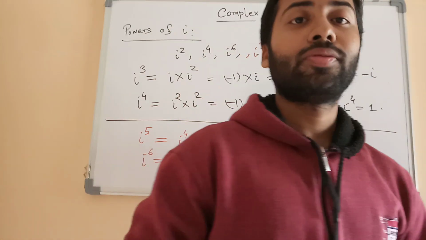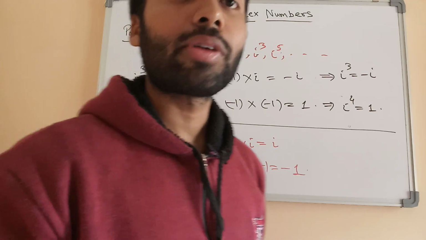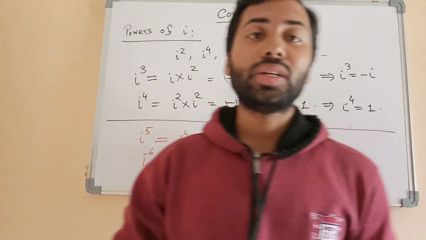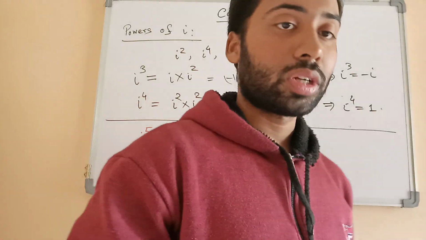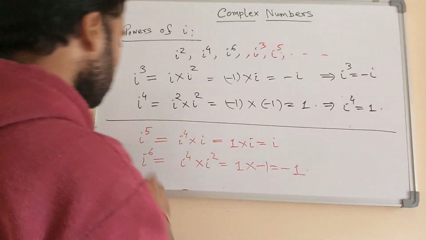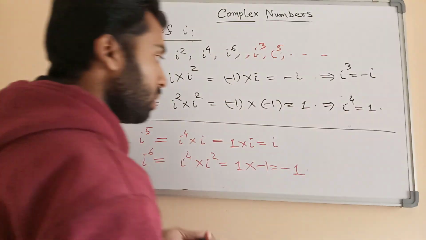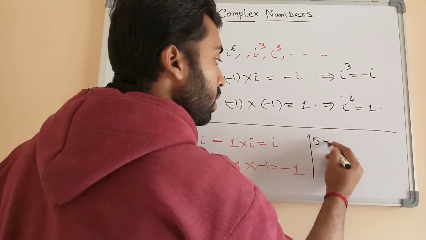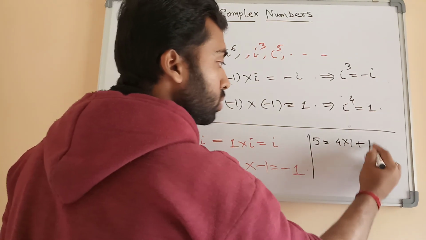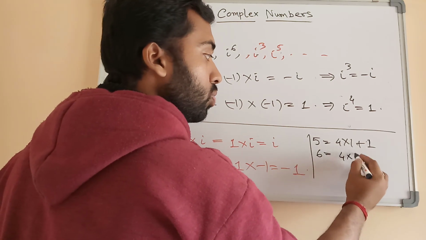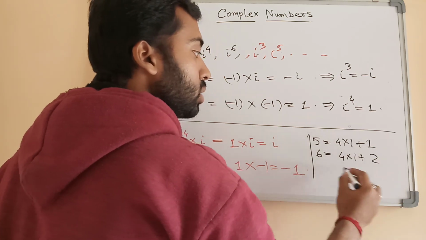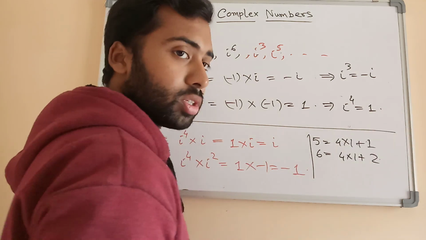So as we can see from this calculation, any power of i can be written as the nearest multiple of 4 plus some constant number. That is, in case of 5, this is 4 into 1 plus 1. In case of 6, 4 into 1 plus 2. So, nearest multiple of 4 plus some constant number.